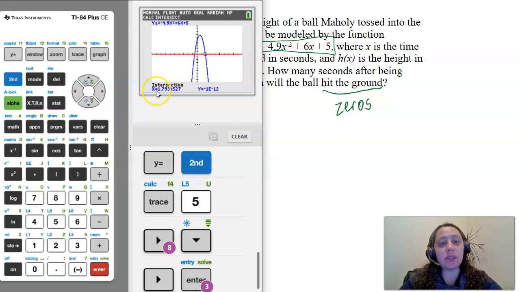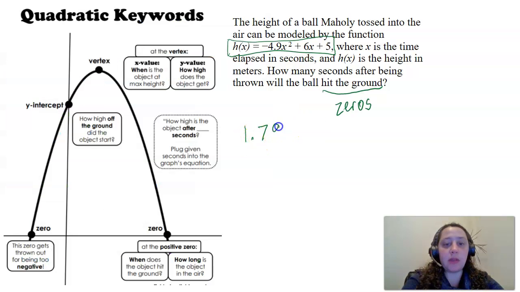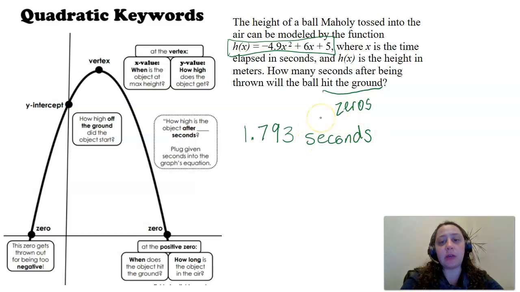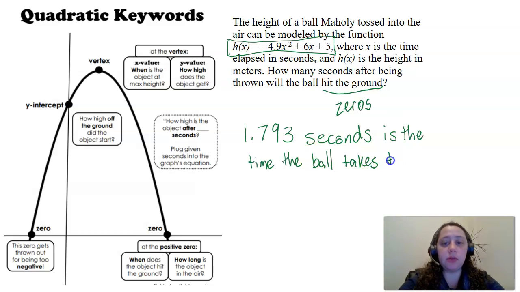So that means this is the time it will take to hit the ground. 1.793 seconds. I'm going to round to the nearest thousandths place. Is the time the ball takes to hit the ground.